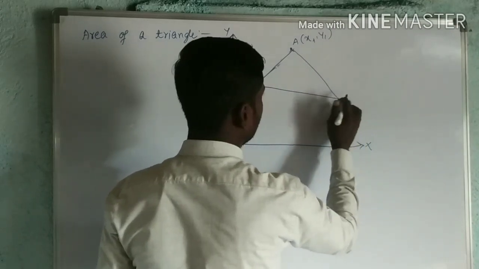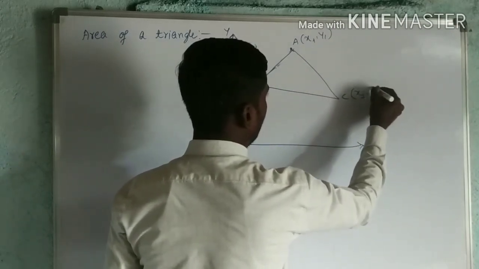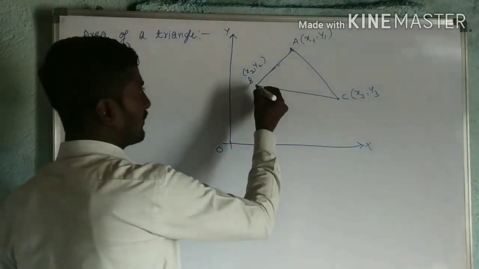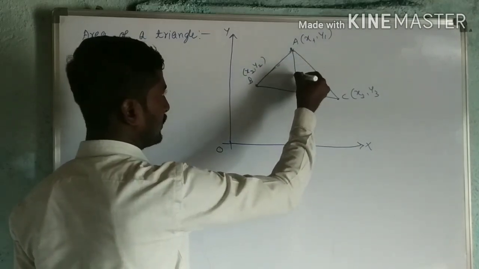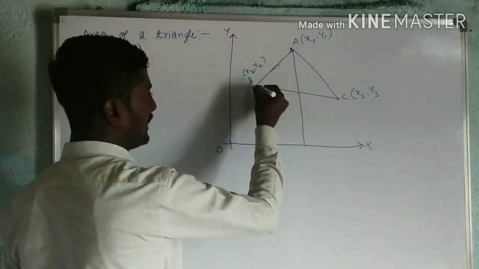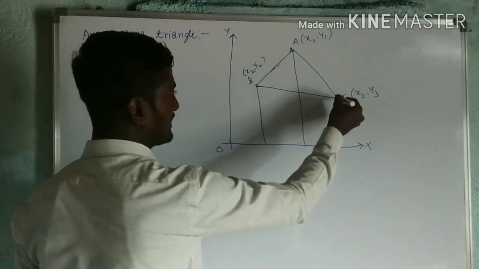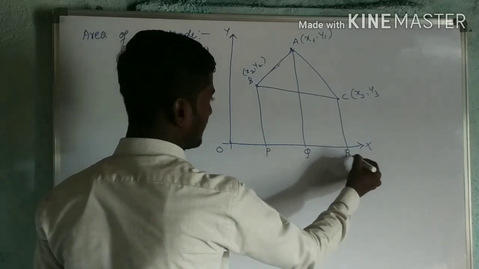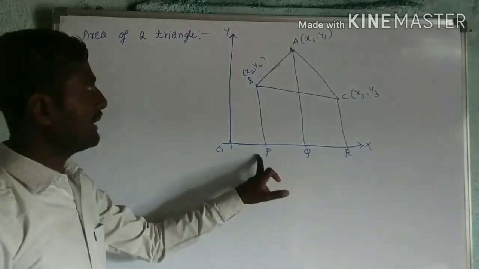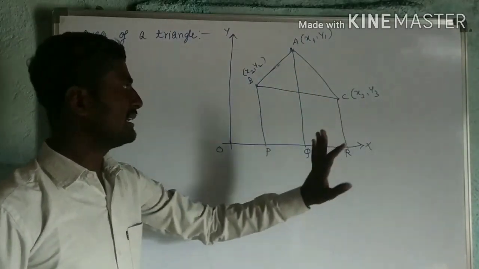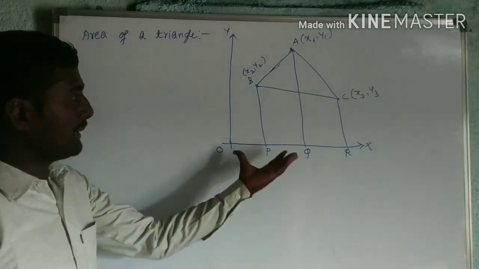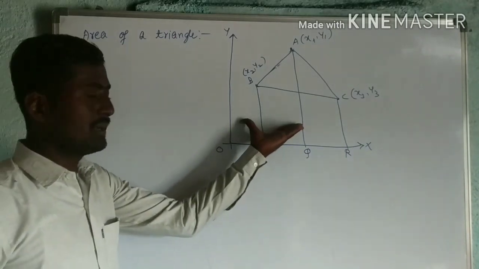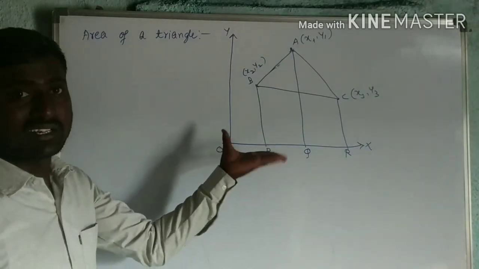Okay, let us take this point C, (x3, y3). Now I am going to draw the perpendiculars from A to the x-axis, from B to the x-axis, and from C to the x-axis. I can mention these feet as P, Q, R. So here BP, AQ and CR are the perpendiculars to the x-axis. Now, after drawing the diagram, I must write the explanation for this diagram.